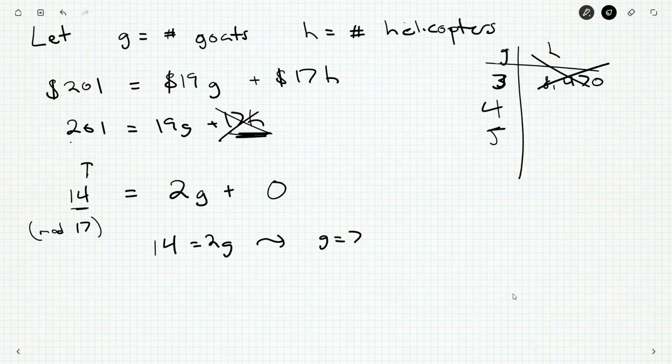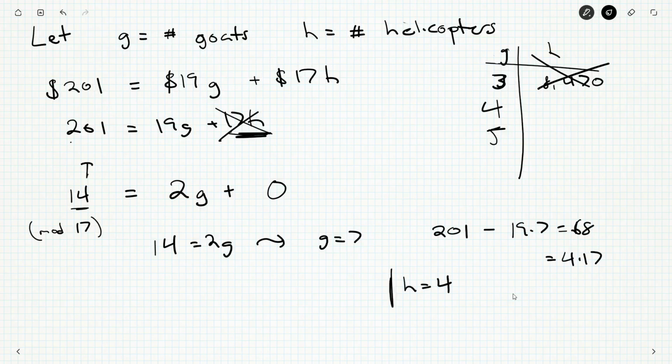So 7 goats. Well, how many is that? 19 times 7, that's 133. What's left over? 201 minus 19 times 7 is 68. And that is a multiple of 17, just as you would think. That's 4 times 17. So 4 helicopters and 7 goats were bought.